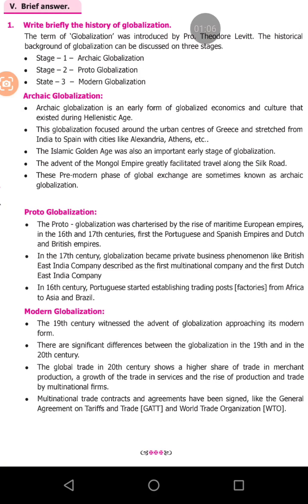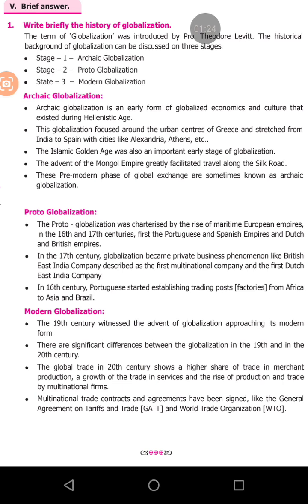B. Brief answer. 1. Write briefly the history of globalization. The term globalization was introduced by Professor Theodore Levitt. The historical background of globalization can be discussed in 3 stages. Stage 1, archaic globalization. Stage 2, proto-globalization. Stage 3, modern globalization.